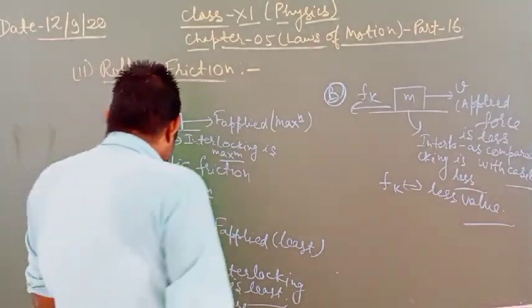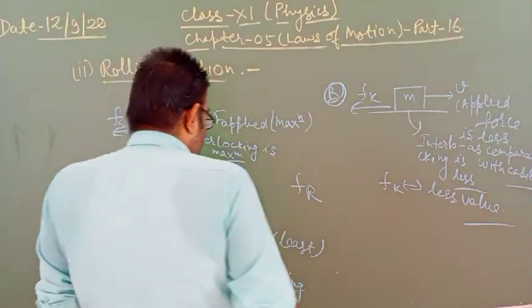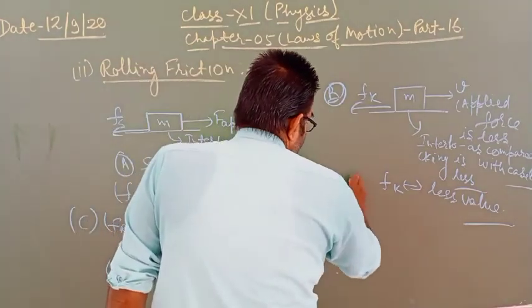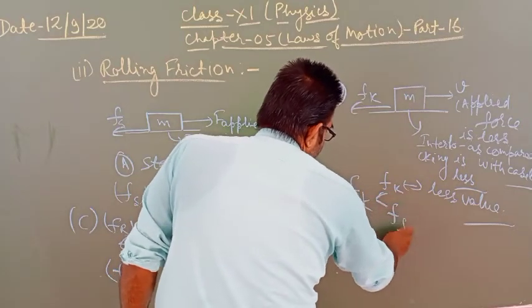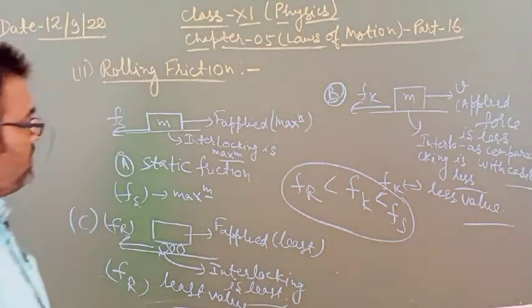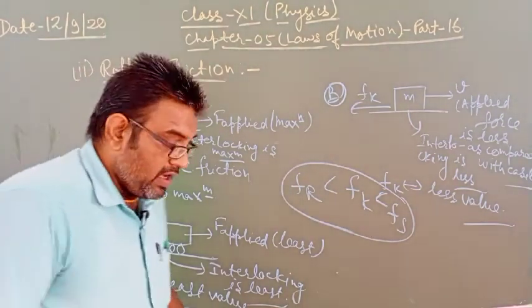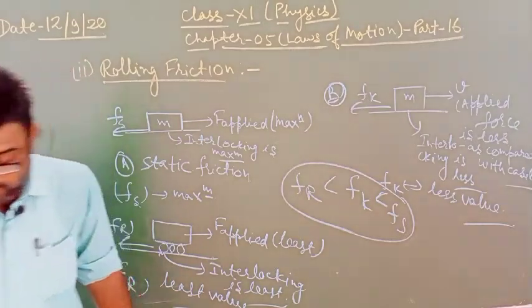So we can say that Fr is less than Fk is less than Fs for the same mass placed over the surface. Now we will discuss some laws of rolling friction.